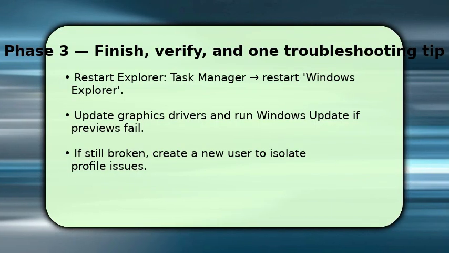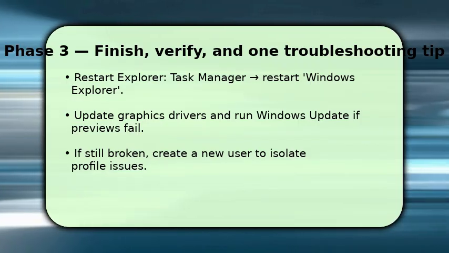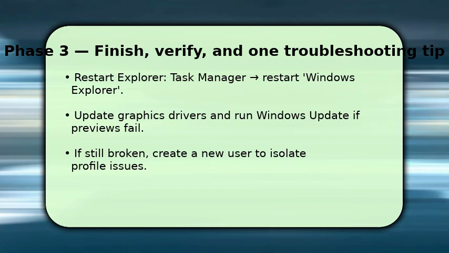If previews do not appear, open Task Manager and restart Windows Explorer immediately. This reloads the taskbar. Make sure your graphics drivers are current and install any pending Windows updates, because driver or OS mismatches can disable thumbnails. If problems persist, create a new user profile to check if the issue is per user. One key troubleshooting tip: toggle Peek off and on again, then restart Explorer. This often clears caching glitches and restores taskbar pop-up windows.